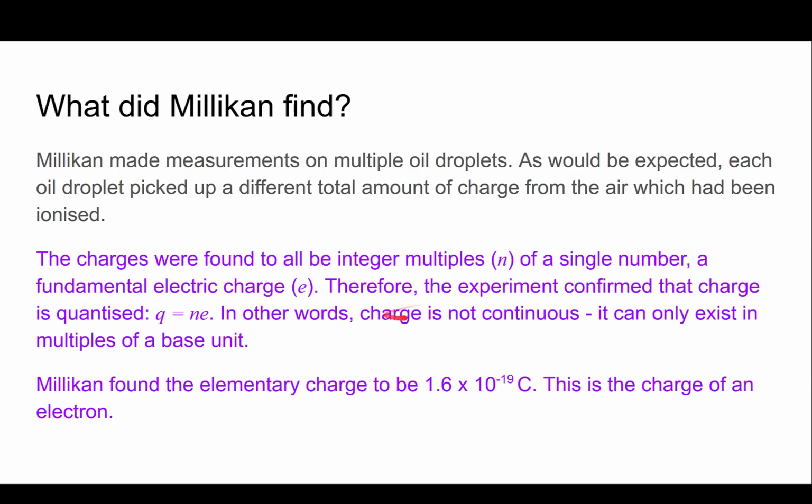So charge isn't continuous. It can only exist in multiples of a base unit, which is of course the charge on an electron. Millikan measured the charge on an electron extremely accurately, 1.6 times 10 to the minus 19 coulombs, which is exactly the same value that you use in your calculations.